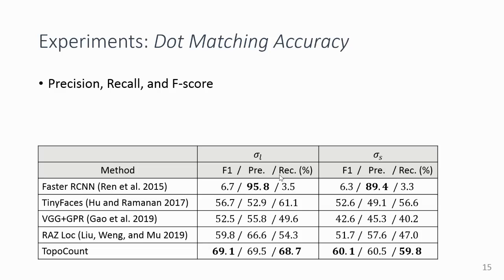We also evaluate the dot matching accuracy using the precision, recall, and F-score. It should be noted that a prediction need not be exactly coinciding with the ground truth dot in order to be considered correct. A prediction is correct as long as it is on the target person. And so there are different measures in the literature for matching the prediction dots to the ground truth dots.